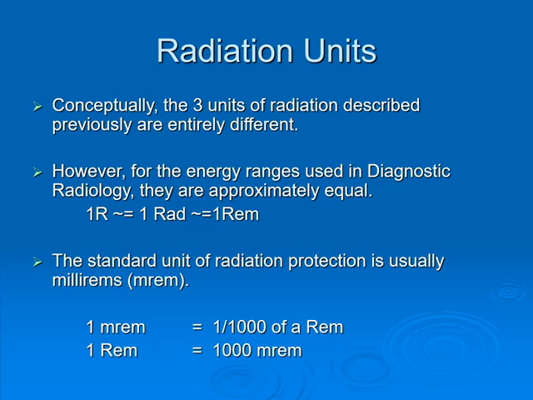Conceptually, the three units of radiation described are entirely different. However, for the energy ranges used in diagnostic radiology, they are approximately equal. 1 roentgen equals 1 rad equals 1 rem. The standard unit of radiation protection is the millirem. 1 millirem is 1/1000th of a rem. 1 rem is 1000 millirem.